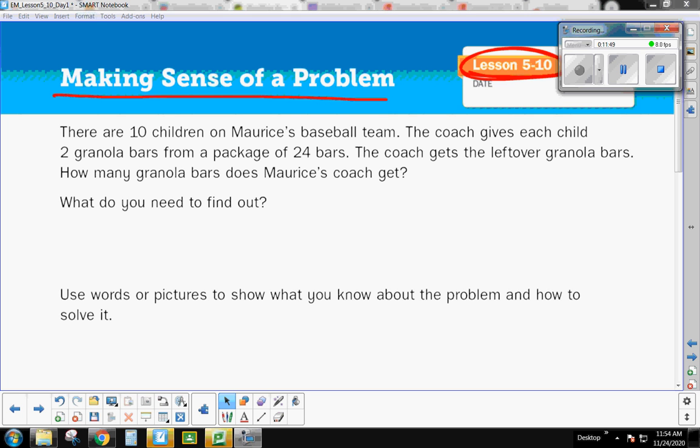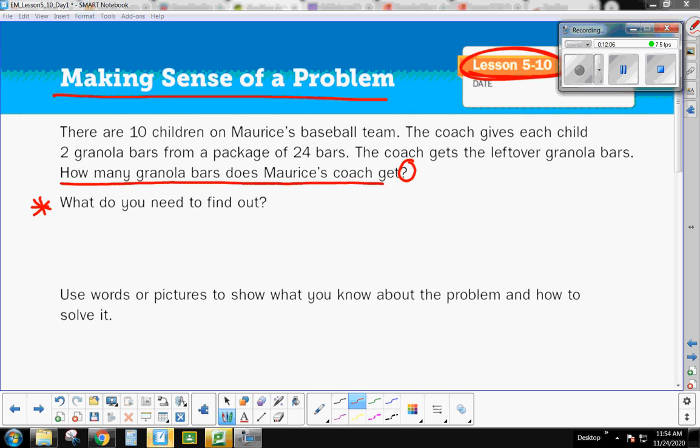All right, so when you stop and look at this problem, I need you to look again at what you need to find out. Okay, this first part says, what do you need to find out? Look at your question mark and go back and see what you need to find out. How many granola bars does Maurice's coach get? Because he gets the leftovers.